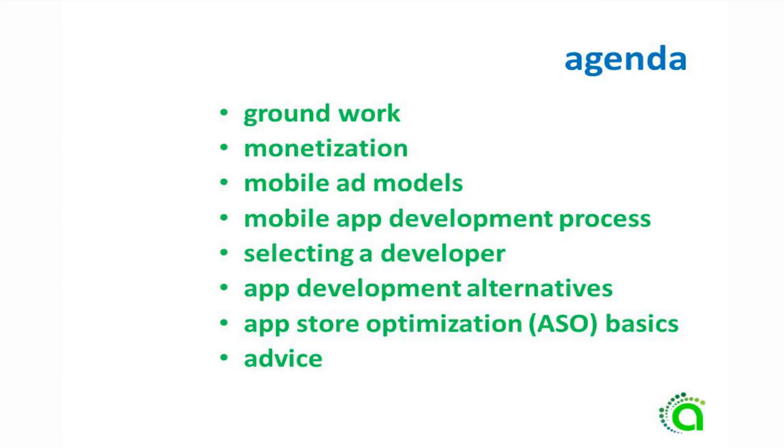Then I'm going to give a really high-level overview of the app development process. If you're looking for a developer, I'll talk about things you need to look for. Then I'll talk about alternatives to the traditional development process. Then I'll do a quick overview of app store optimization and explain what that is. And just some parting advice if you want to try to make money on apps. So let's talk about the groundwork.